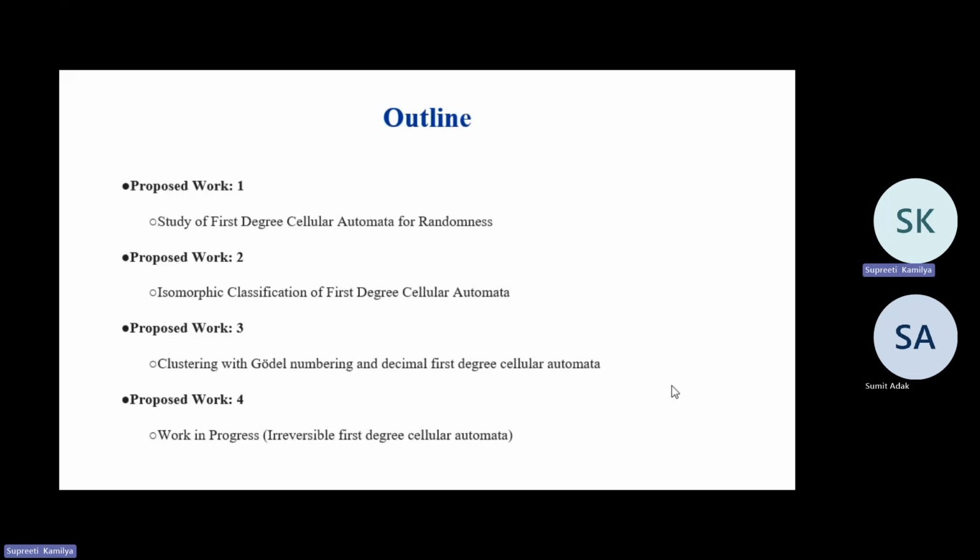We'll be presenting a study of first degree cellular automata for randomness. As we know, unlike a chaotic system, first degree cellular automata is a structured way of predicting the randomness, along with isomorphic classification and clustering as applications of first degree cellular automata. Let's discuss them one by one.